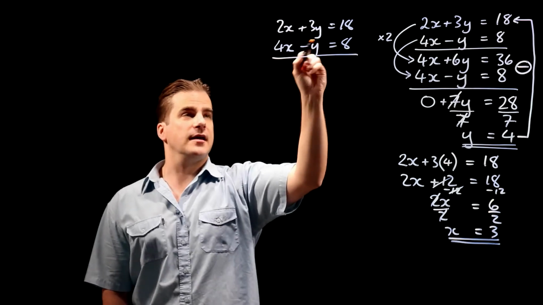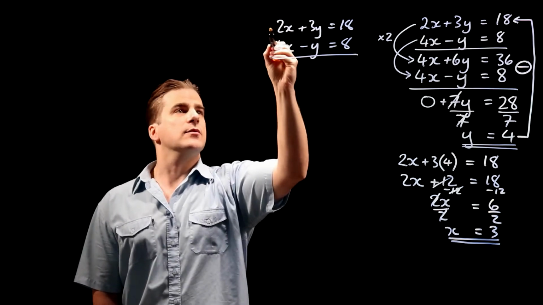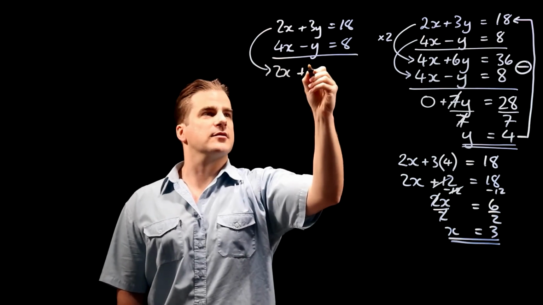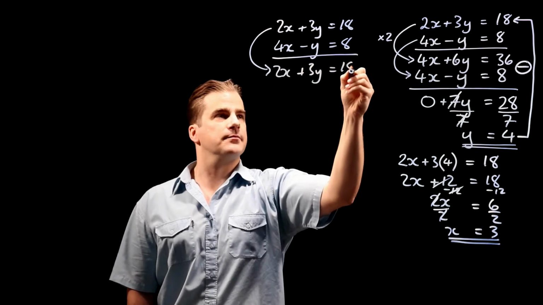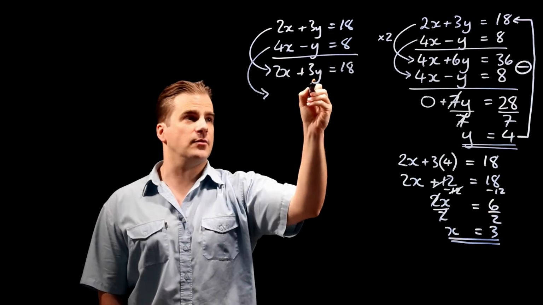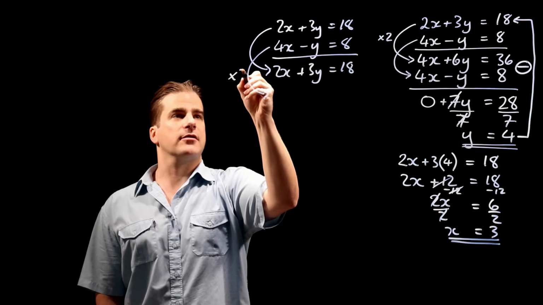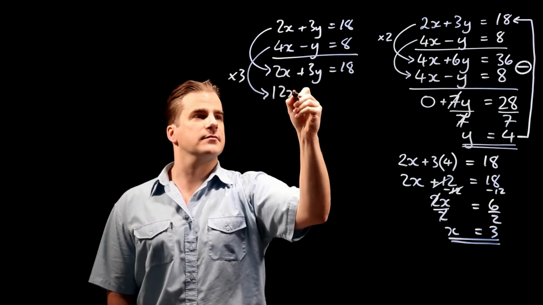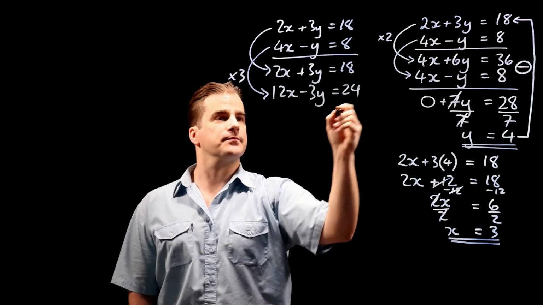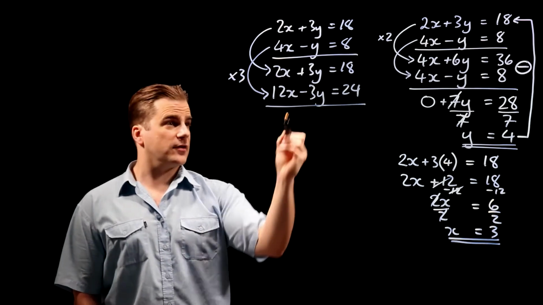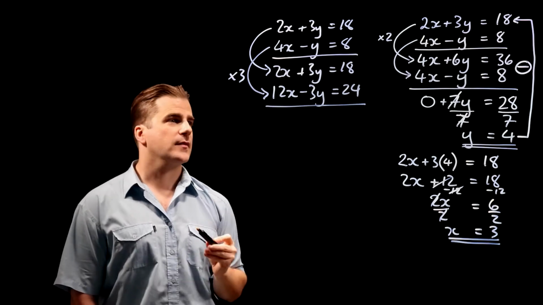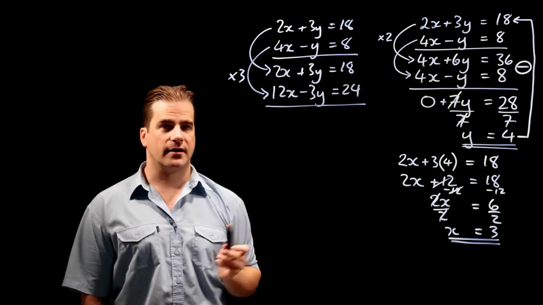So, to get the same in both equations, we're going to leave this one alone. Multiply by 1 if you like. 2x plus 3y equals 18. But this one, we're going to multiply it by 3, because that'll give us 3y's. So, multiply by 3. 4 times 3 is 12x. Minus 3y equals 3 eights are 24. Okay? And now we've got the same number of y's. Don't worry about the sign. Okay, good. So now we're ready to either add or subtract.